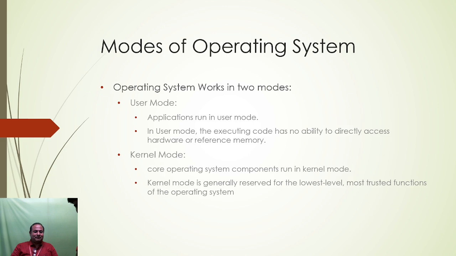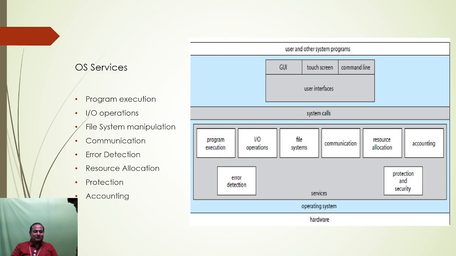And next one is the modes of operating system. Here the operating system has two important modes. One is user mode and the second is kernel mode. User mode means the applications run in user mode, the applications which are installed on the system can run in user mode. And kernel mode means the core operating system components run in kernel mode. For example, booting the system and maintaining the execution are all done in kernel mode.